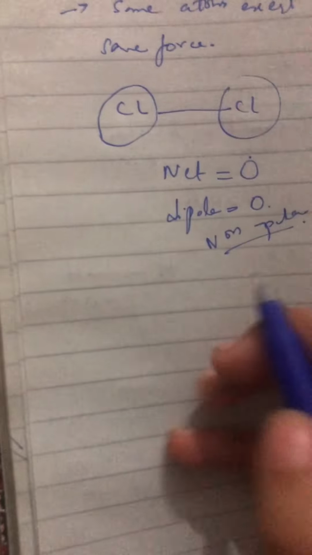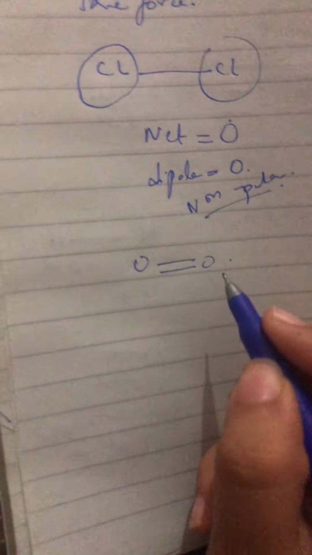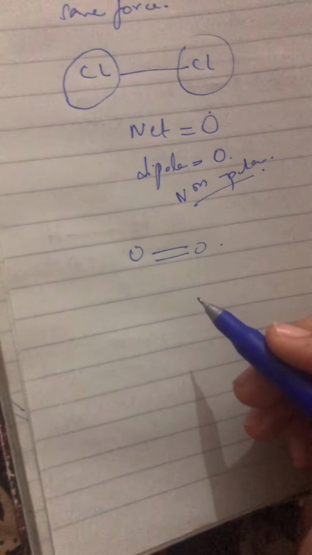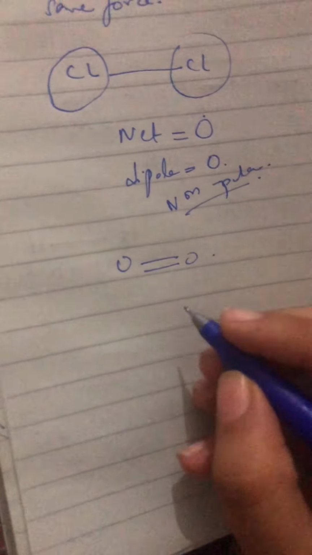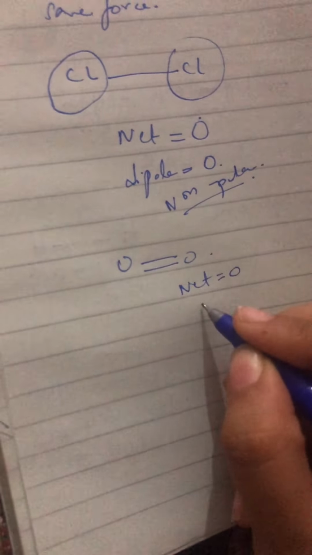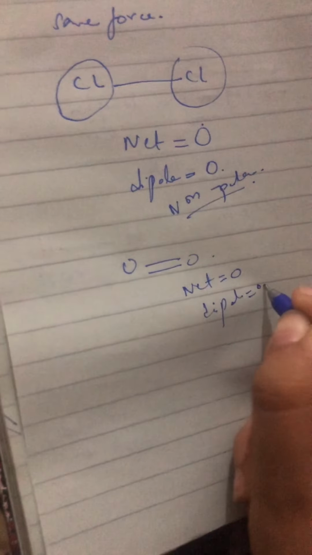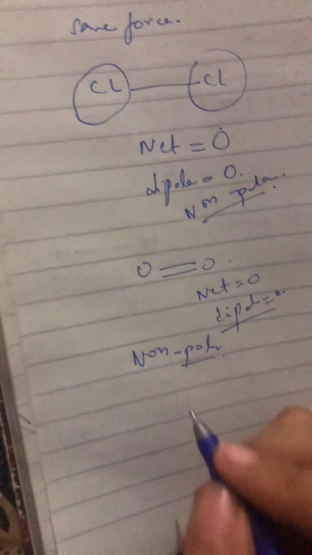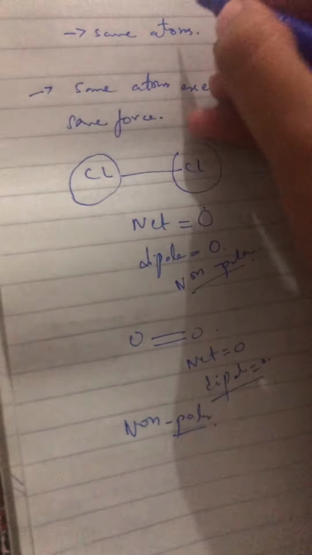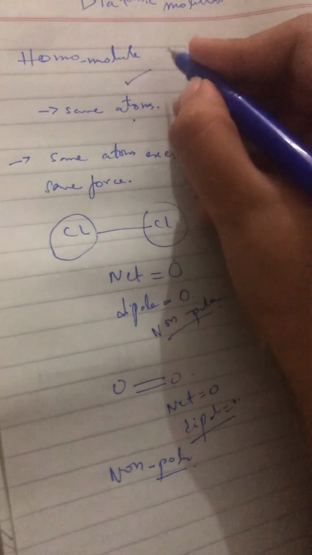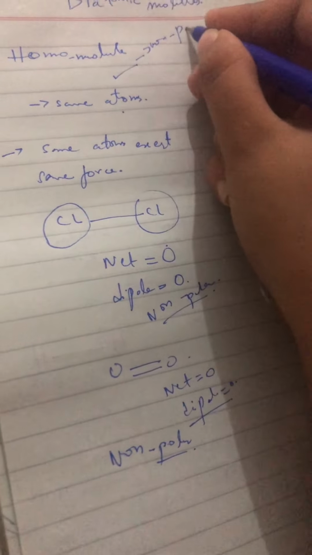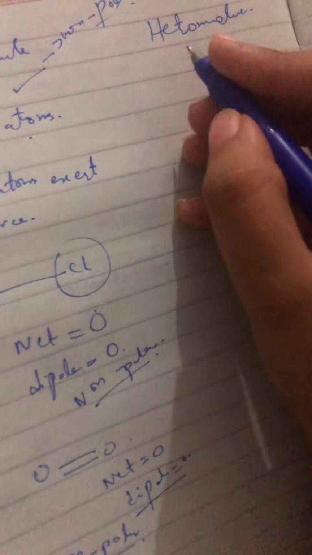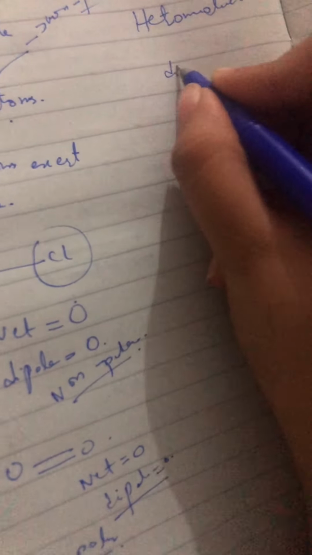Now if we talk about O2, right? Here net force will also be 0 because these both are the same atoms. There will be the same shared electrons. So the net force will be equal to 0 and dipole will also be equal to 0. So this is also a non-polar. So we can see here that all homomolecules are non-polar, right? After that, if we talk about the heteromolecule, here there will be different atoms, right?